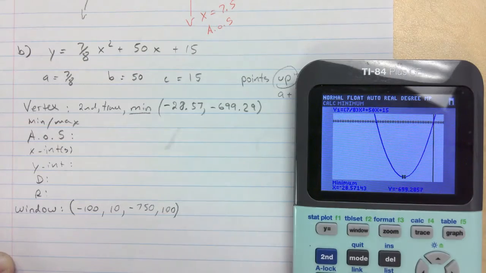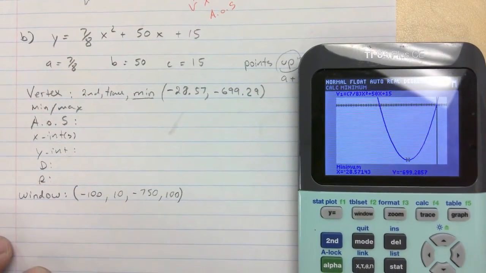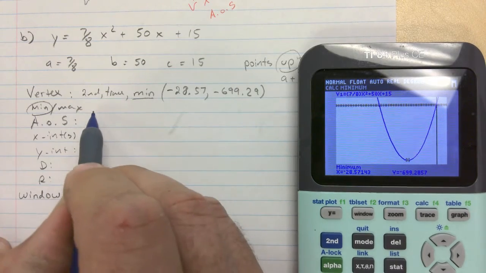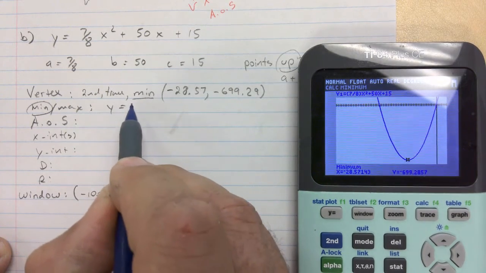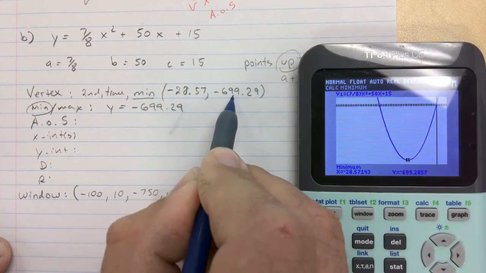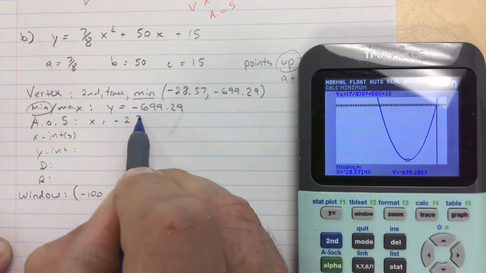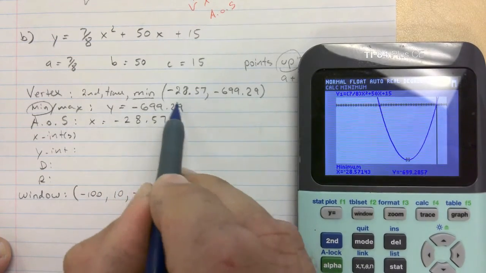That's what I mean. If you have a calculator, we can ask for questions that are more difficult, right? In this case, there's a min, so it would be y is equal to negative 699.29. It's just the y value of your vertex. The axis of symmetry is the x value.